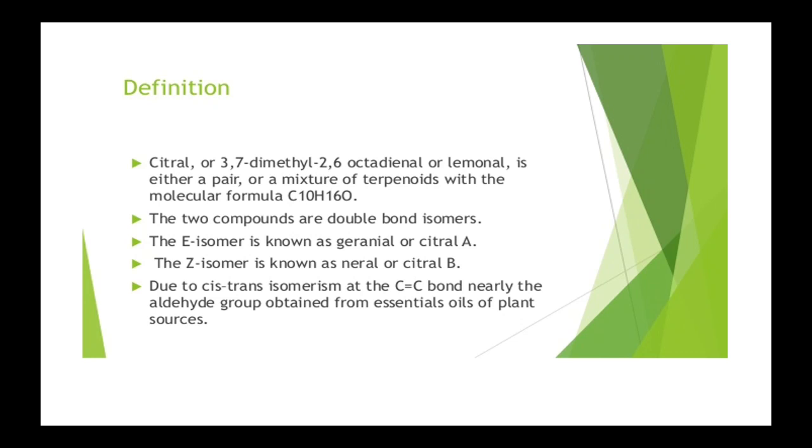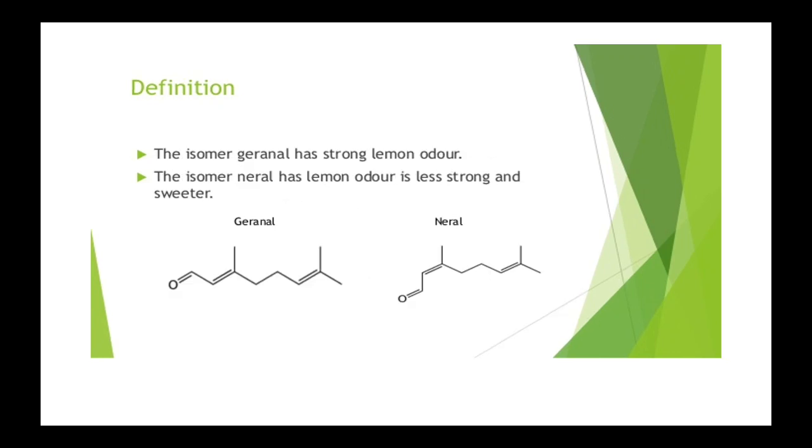This is due to cis-trans isomerism at the C=C double bond near the aldehyde group, obtained from essential oils of plant sources. The isomer geranial has a strong lemon odor. The isomer neral has a lemon odor that is less strong and sweeter.